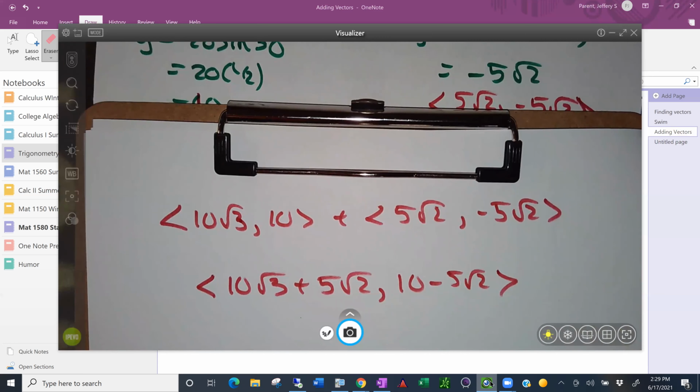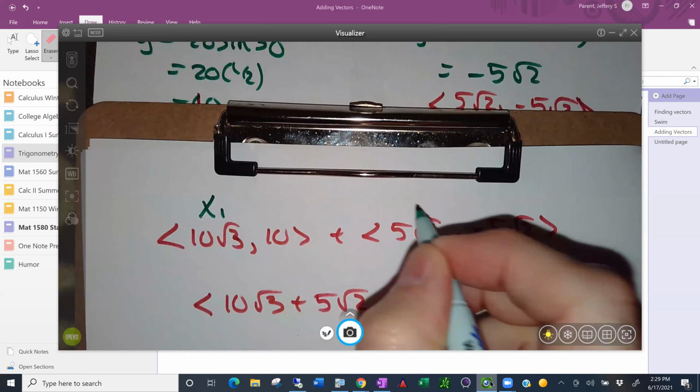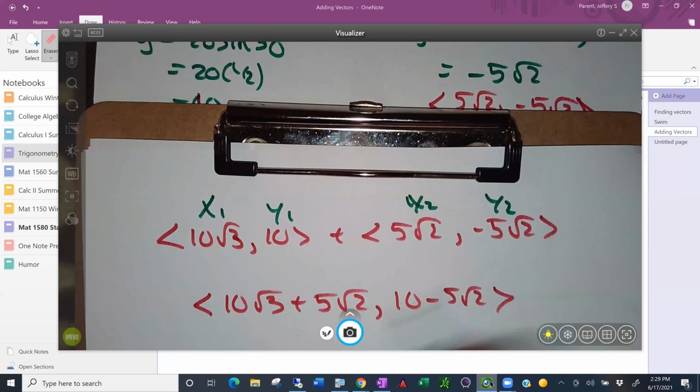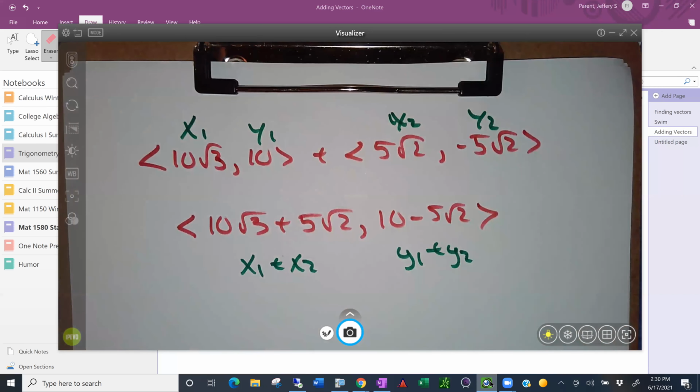That's all you're doing, is just adding the x coordinates and the y coordinates. So, x1, x2, y1, y2. And that's all this is: x1 plus x2, y1 plus y2. You're just adding things component-wise. So it makes the calculation nice.